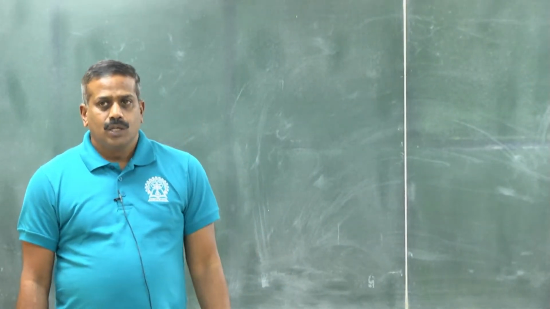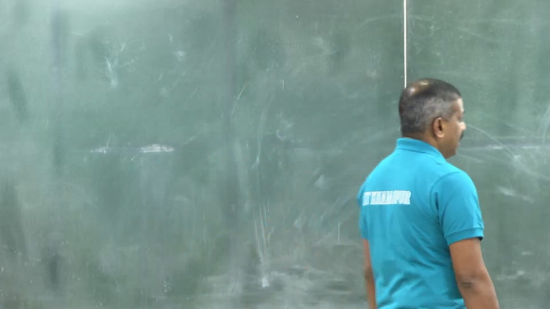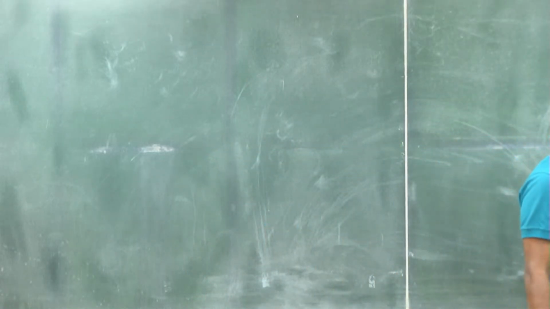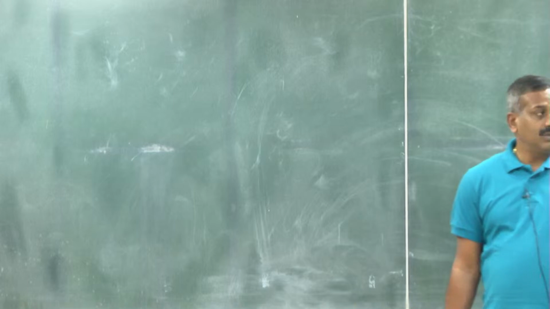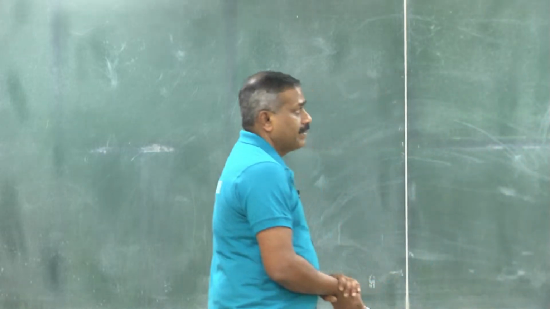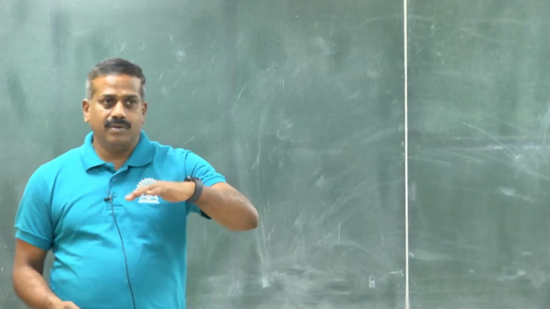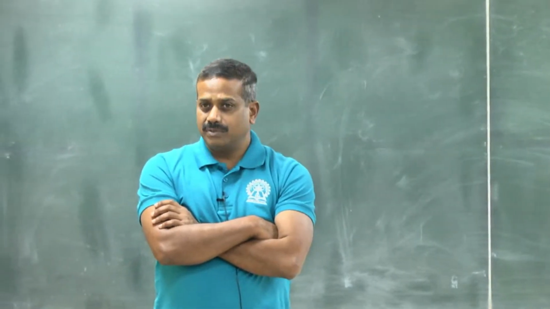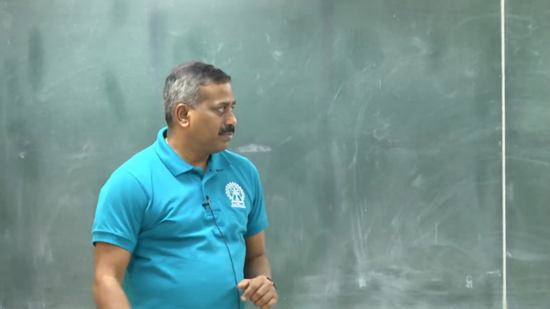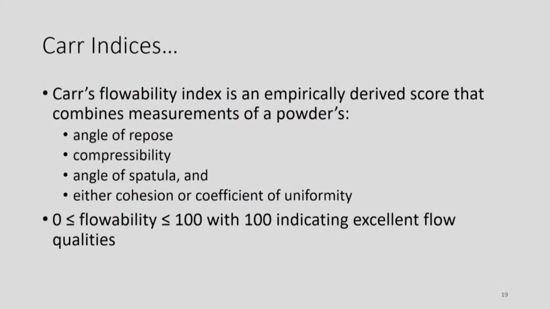Okay. So for flowability, he used angle of repose, compressibility, angle of spatula, and either cohesion or coefficient of uniformity to get the flowability index. He gave 25% weightage to each of these, so it adds up to 100%. If all these values are close to 25 and the total is close to 100, that shows the powder has excellent flow property or flow behavior. So four properties, equal weightage, and based on that you characterize the powders.